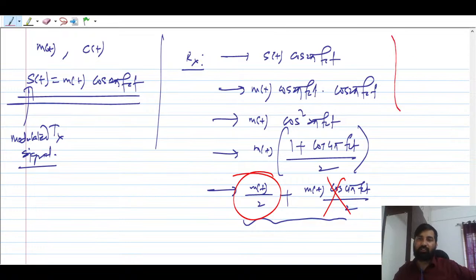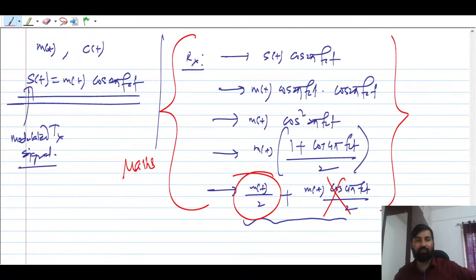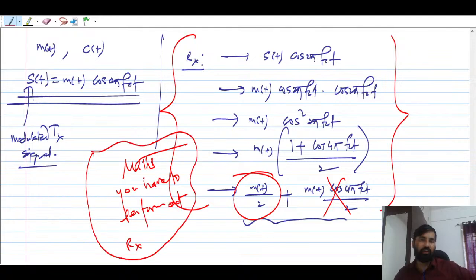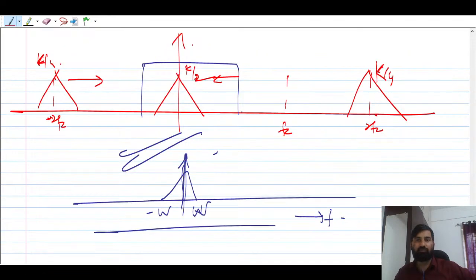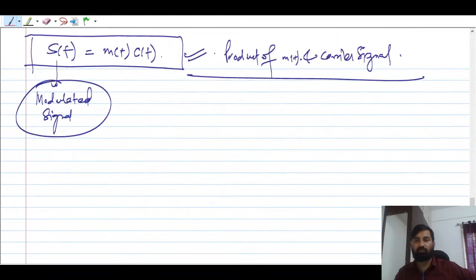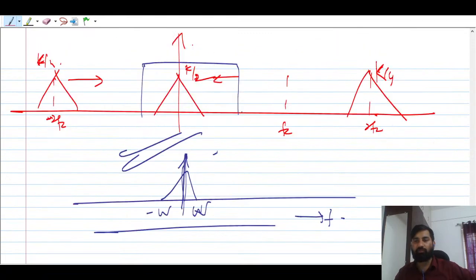So this is the story, the mathematics that you have to perform at the receiver. Please remember this. I think this is clear for all.